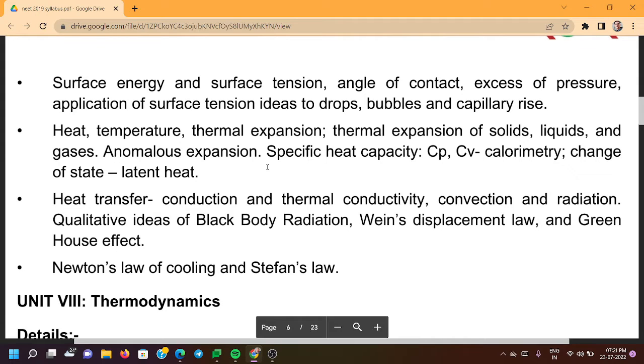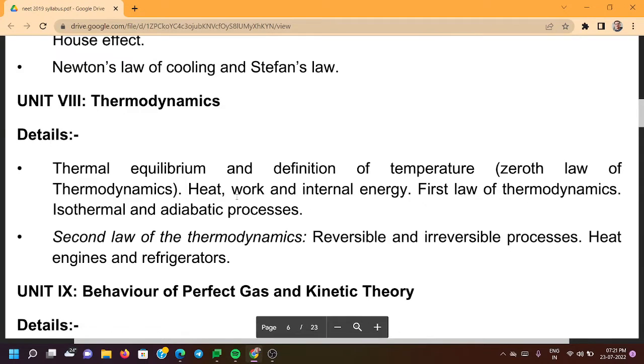Heat transfer, conduction and thermal conductivity, convection and radiation. Qualitative ideas of black body radiation. Wien's displacement law and greenhouse effect. Newton's law of cooling and Stefan's law. Physics Unit 8, Thermodynamics.